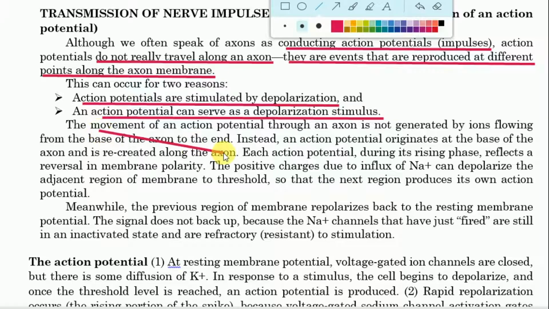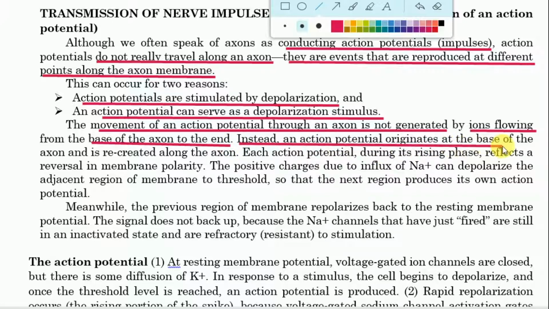So the movement of an action potential through the axon is not generated by ions flowing from the base of the axon to the end. So ions flow kutoka kwenye one point of the axon to another. Instead, an action potential originates at the base of the axon and is recreated. It is recreated means at every point you are creating another action potential. So it is created at the base, then it is recreated along the axon.